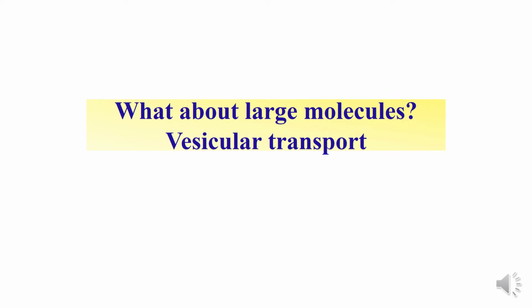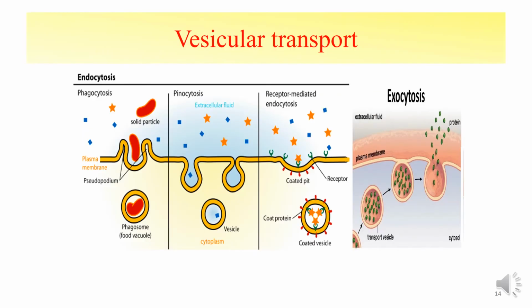What about large molecules? So the large molecules are often transported by a vesicular transport system. Now let us try and understand what is the vesicular transport system. So vesicular transport system is of two types, that is endocytosis and exocytosis. Endocytosis again includes phagocytosis, pinocytosis, and receptor mediated endocytosis.